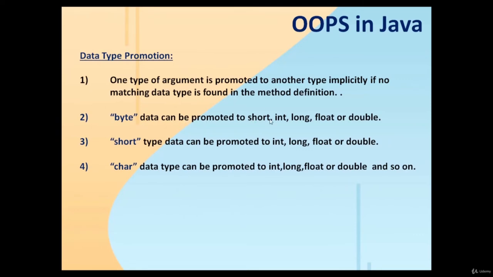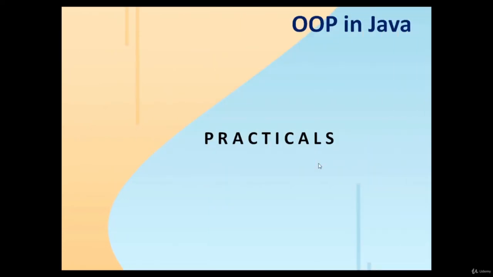Byte data can be promoted to short, int, long, float or double. So if the data is byte, it can be promoted to short, int, long, float or double. Short can be promoted to int, long, float or double. Character can be promoted to int, long, float or double. Float can be promoted to double. Long can be promoted to float or double. This is what we talk about, data type promotion.